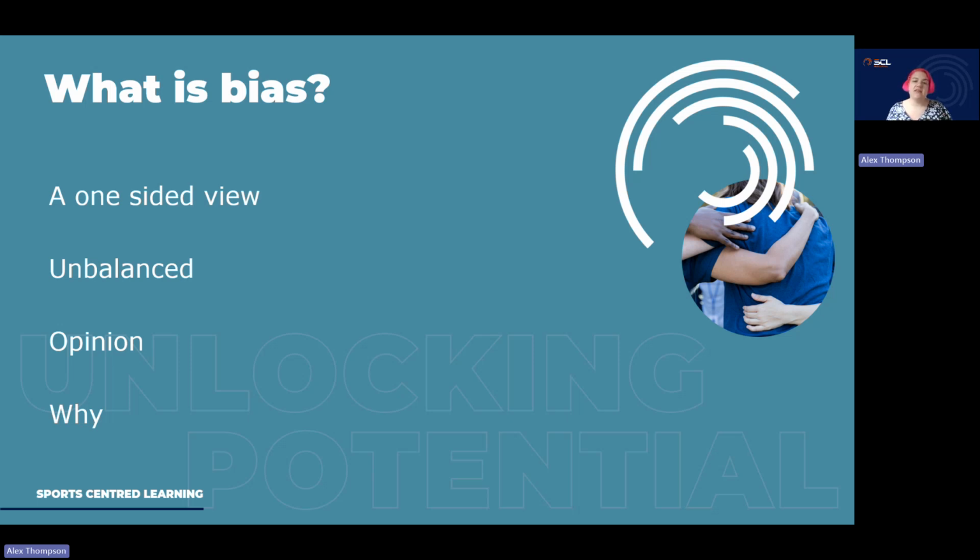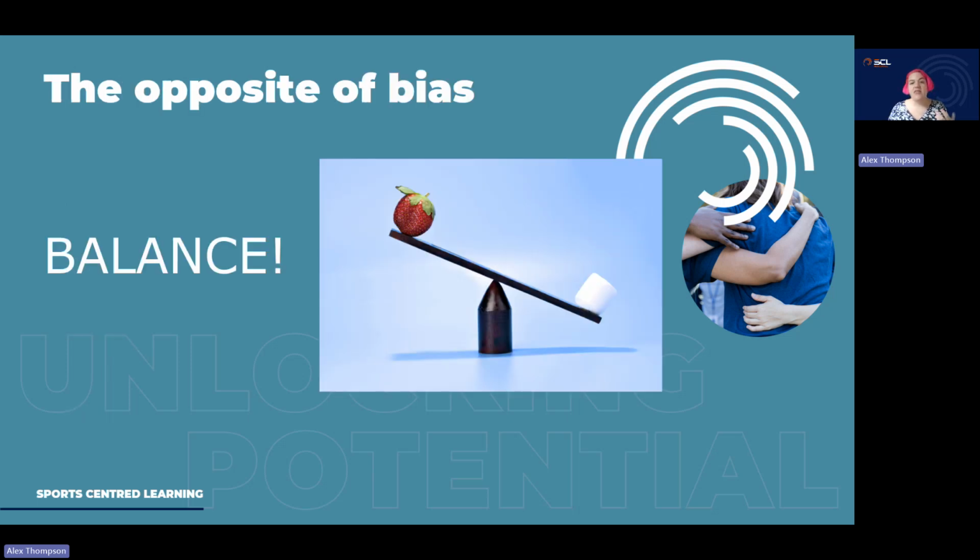So if bias is just showing you one side of the equation, it stands to reason that balance is the opposite. So when we're reading a text, we need to consider, when I'm reading this, am I just getting one viewpoint, or is it a balanced record of that subject?